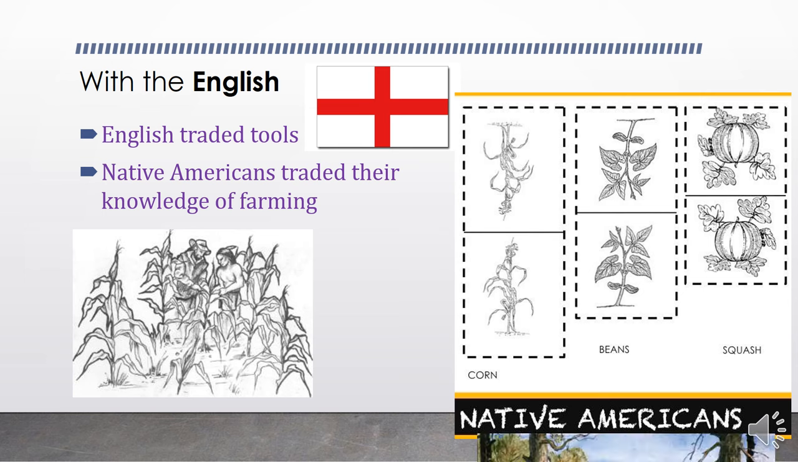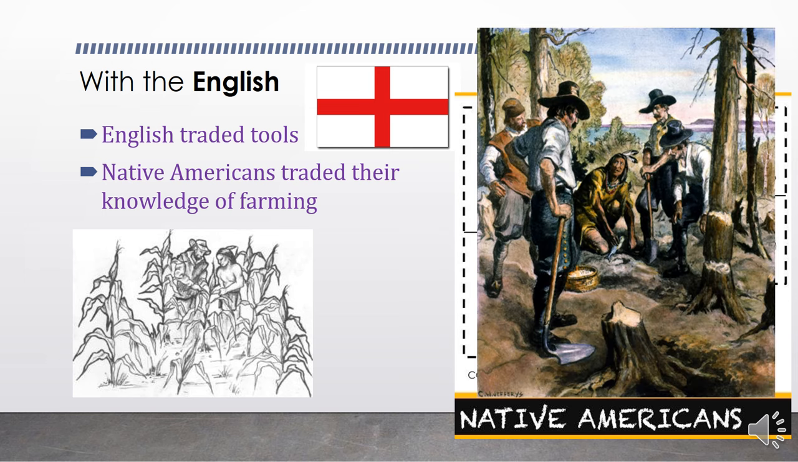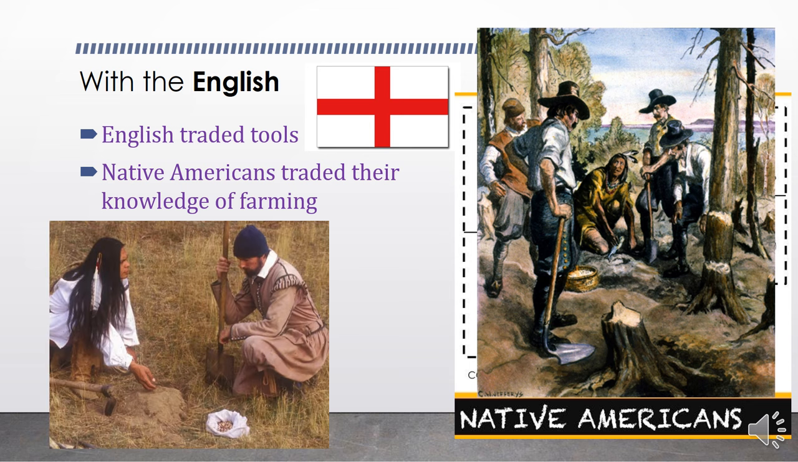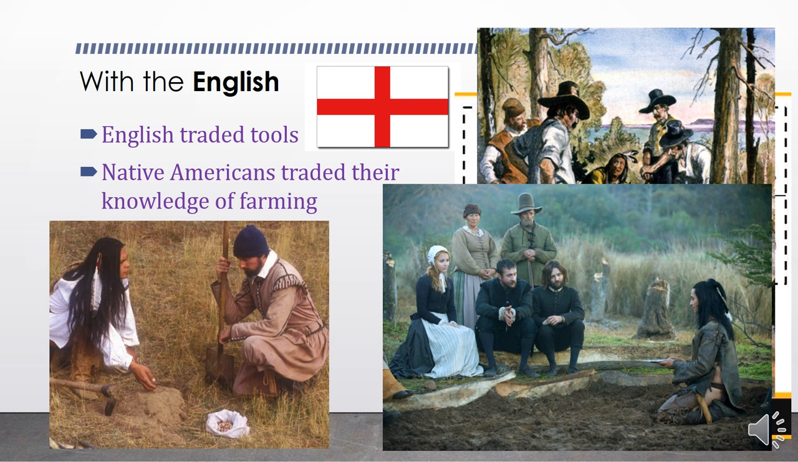So in particular, I think of Squanto, working with the Pilgrims up in Massachusetts, showing them how to use fish to fertilize the soil and how to properly tend these plants so that you can get a harvest that will supply what you need. So the Native Americans did trade their knowledge of farming with the English, and this is a primary reason why the English survived.